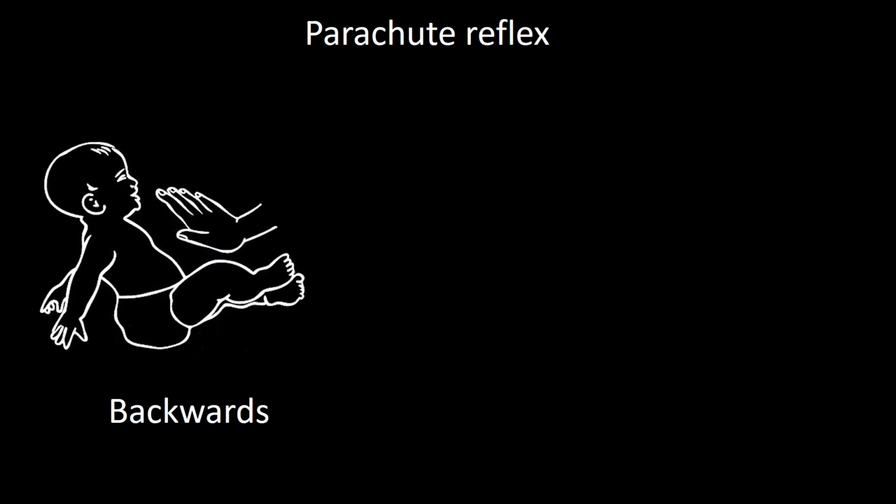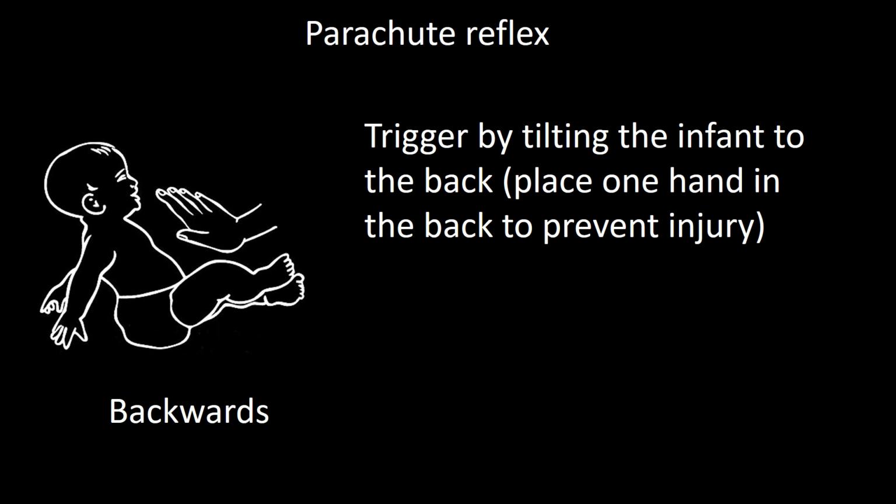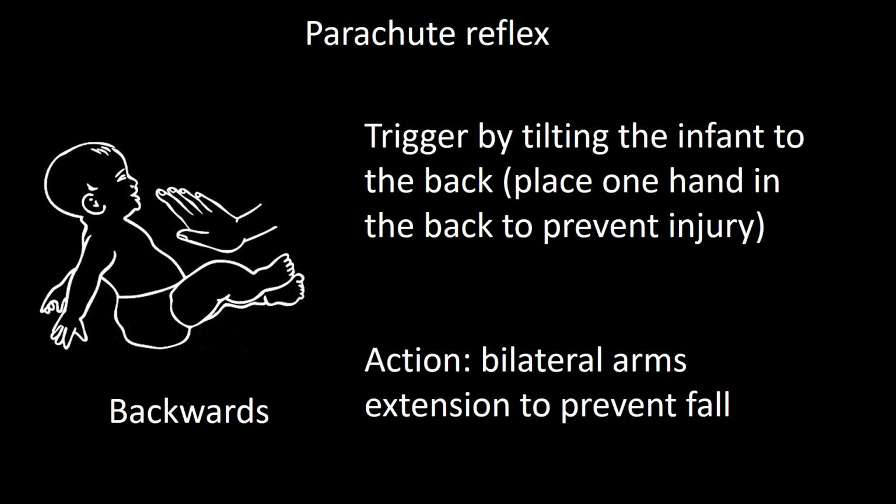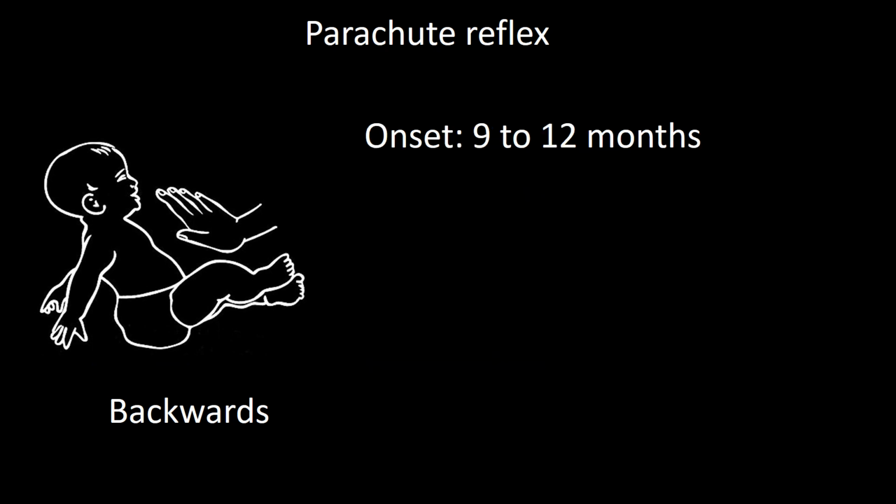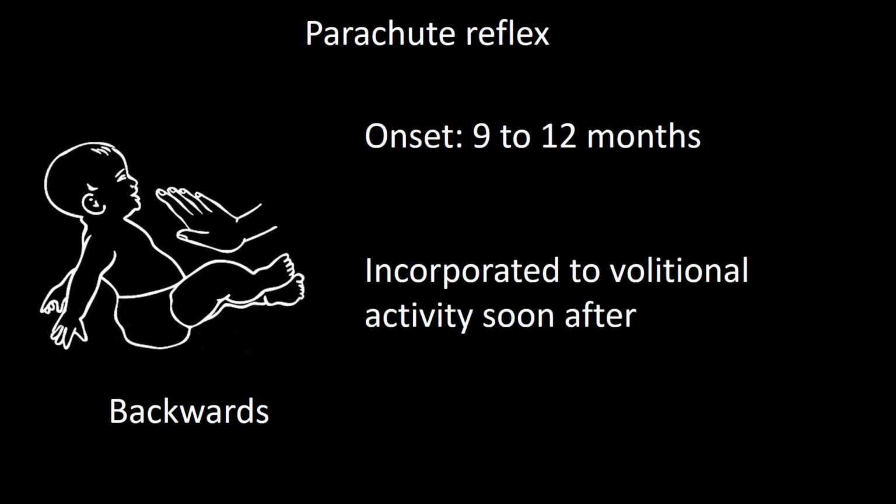The backwards parachute reflex is triggered from a sitting position. The infant is gently and carefully pushed back. The action triggered by this maneuver consists of bilateral arm extension. This reflex is first noted at about 9 to 12 months of age, and a few months later it gets incorporated into volitional motor action.